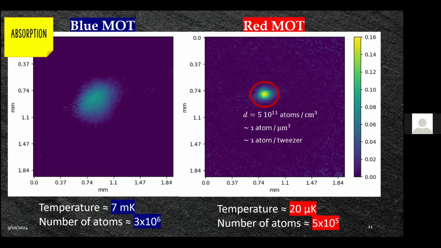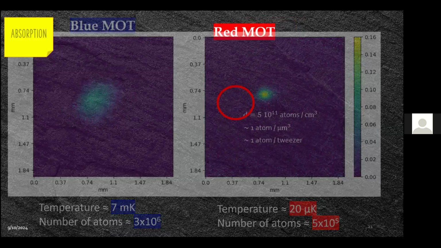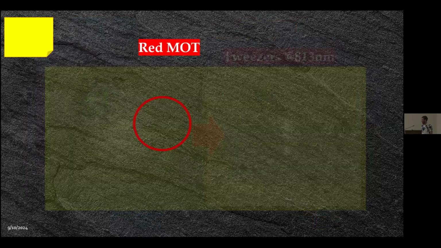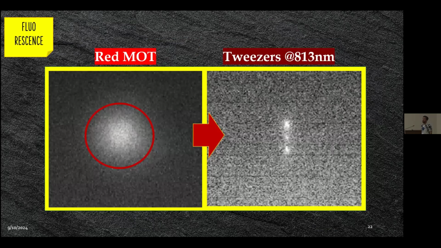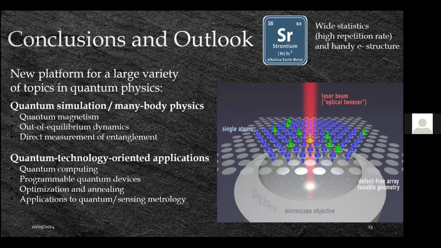If I want now to see tweezers, I have to pass from absorption to fluorescence. In such a way I can finally see my just-found tweezers. And that's basically what we got so far.